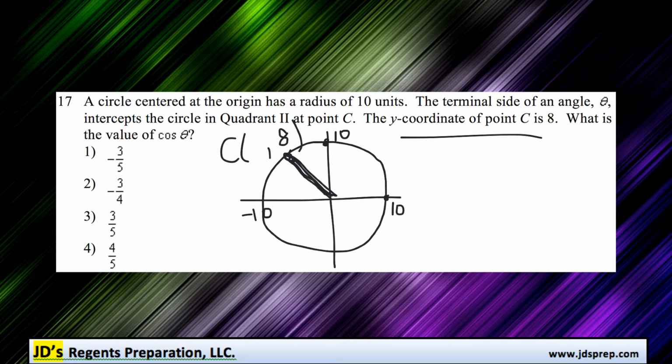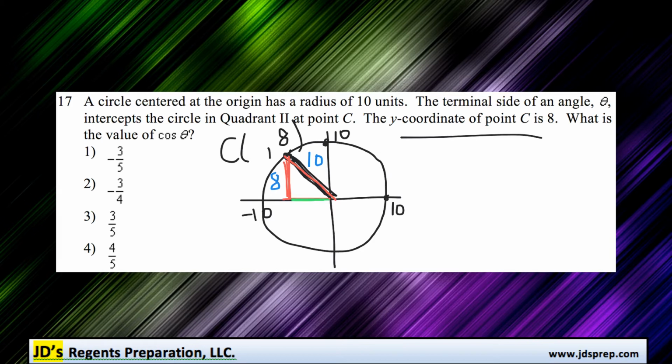So if we are able to draw a triangle here, since we know the y-coordinate of point C is 8, we know that the vertical distance of this triangle is 8. We also know the hypotenuse of this triangle has a length of 10 because it's the radius of the circle, and the radius will be 10 no matter where we draw the radius. So we can quickly use the Pythagorean theorem in order to find out this horizontal distance here pretty easily.